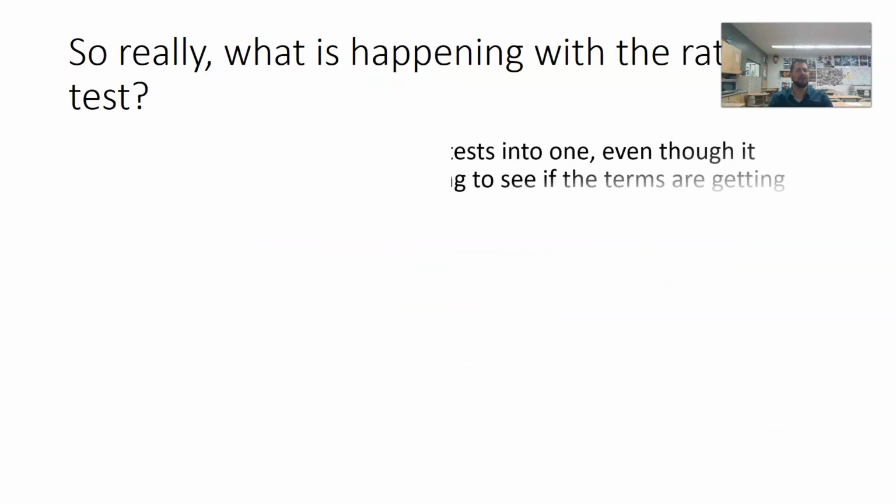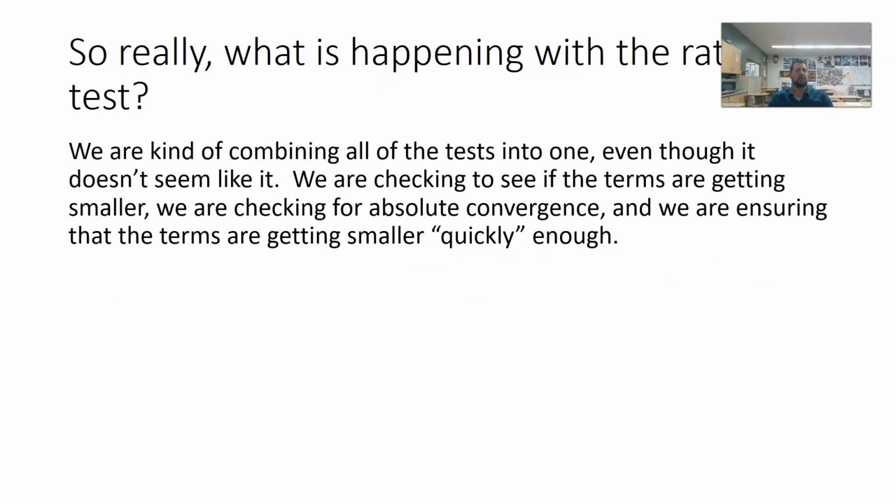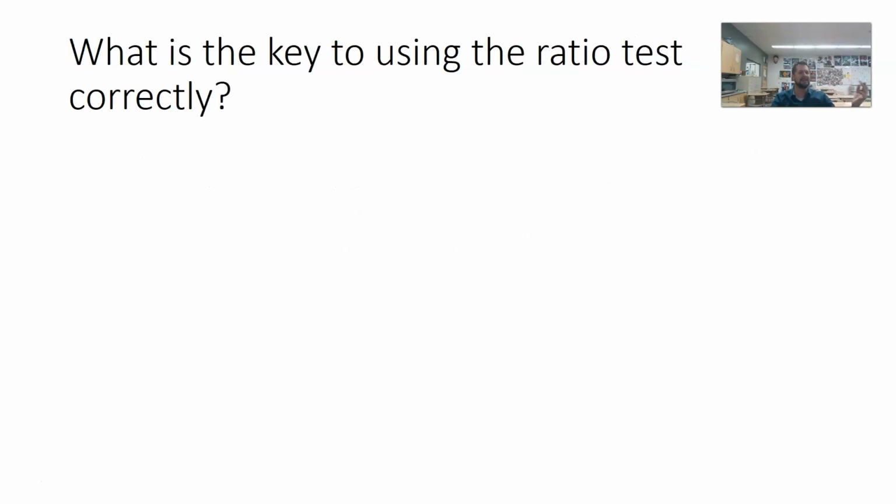Really, all we're doing here, it doesn't seem like it necessarily, but we're combining all of the tests together. It says that on the screen here: we're checking to see if they're getting smaller. There is one key to using the ratio test, and you'll see this as we do some examples. If I were to tell you to use any of them, other than a geometric series, because you can usually recognize a geometric series pretty quickly, using the ratio test is always the easiest way to tell whether something is convergent or divergent, if only because when you use the ratio test, it's very clear.